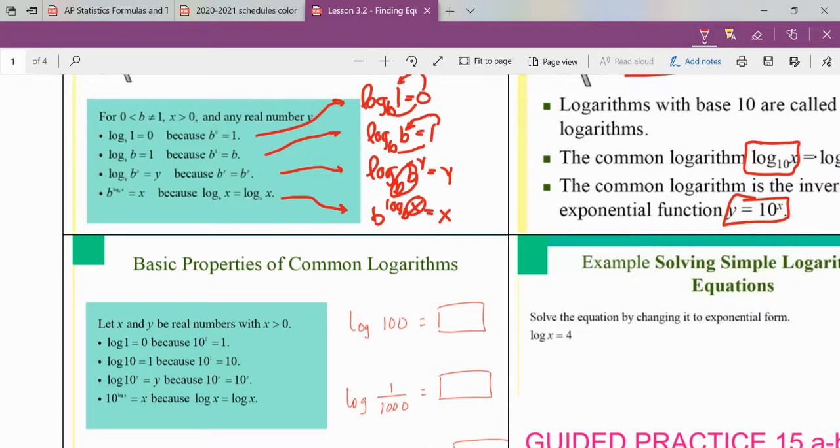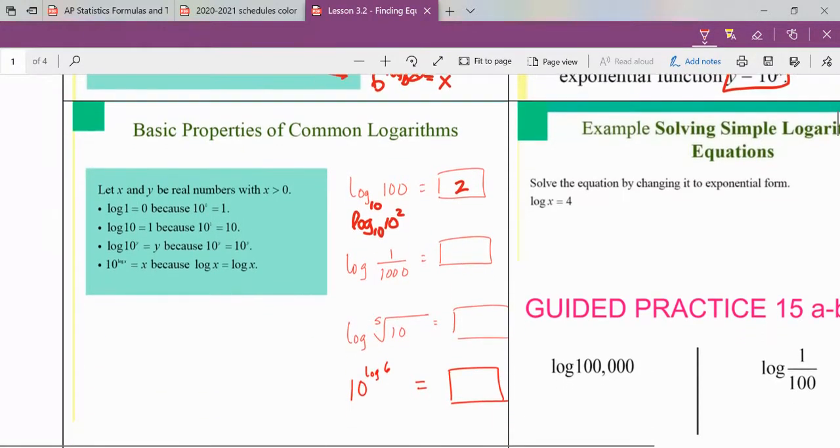So if I had log of 100, this is really like log base 10. So what I would do is I would probably change this to be log base 10 and then try to keep that 100 to be some 10 to some power. So that'd be 10 squared. So now I can use one of the properties that I've used up above there, that if these two things are the same, the answer is just that exponent.